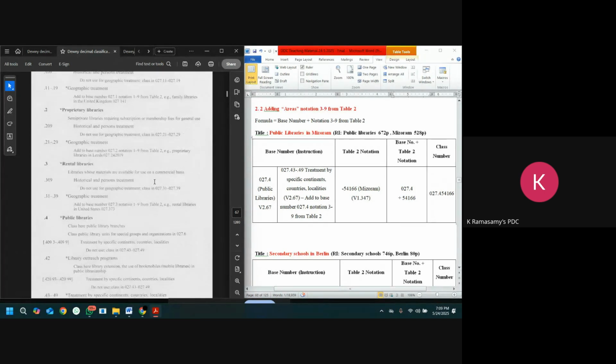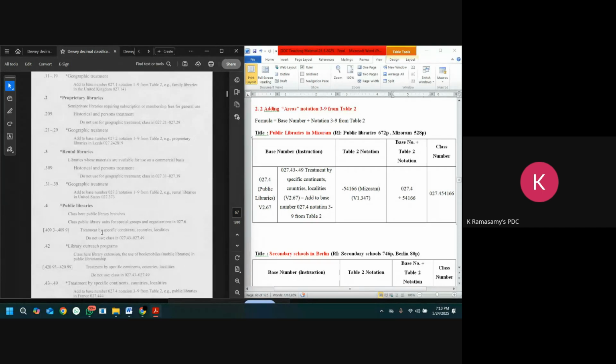You can see here, treatment by specific continents, countries, localities. Do not use. This should not be used because it is in square brackets. Instead, you can place it in 027.43249. So I just come down. You can see here 43249, treatment by specific continents. The instruction reads here: add to base number 027.4. So what is the base number? 027.4 is the base number.